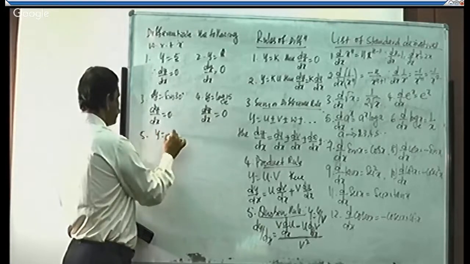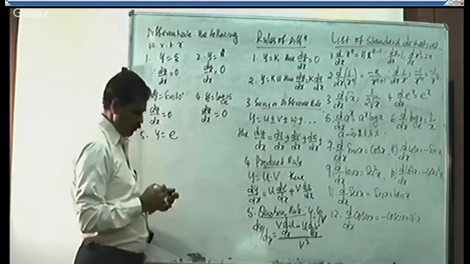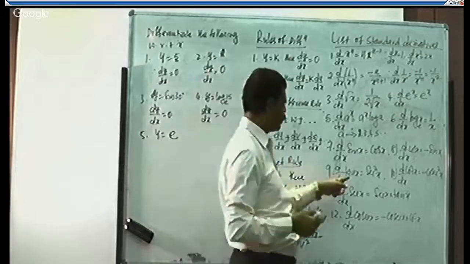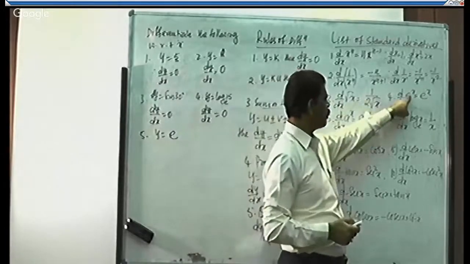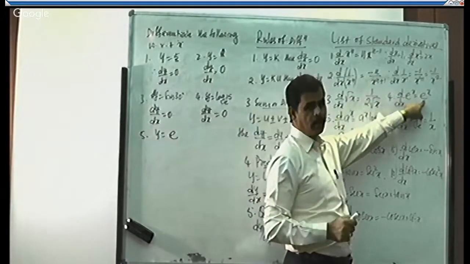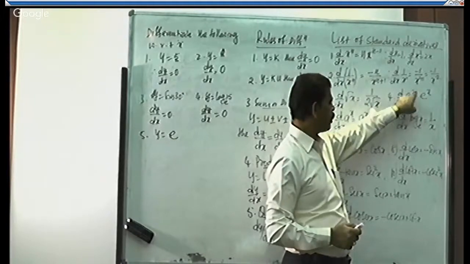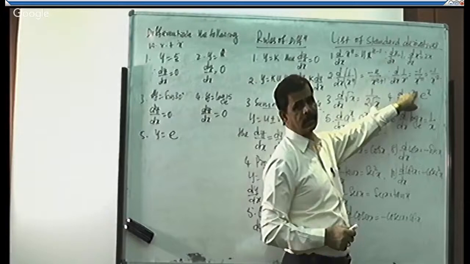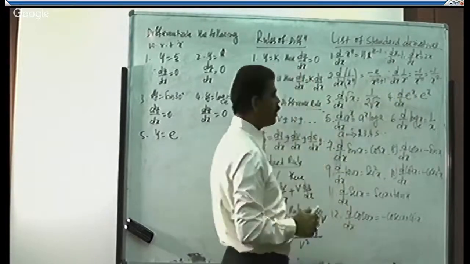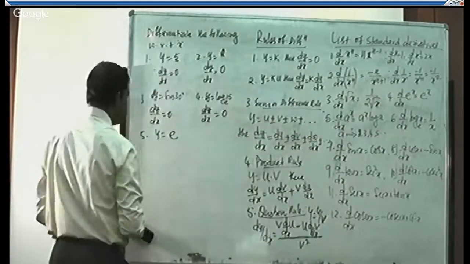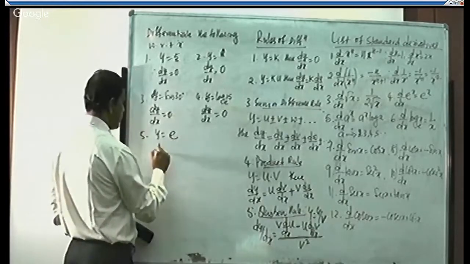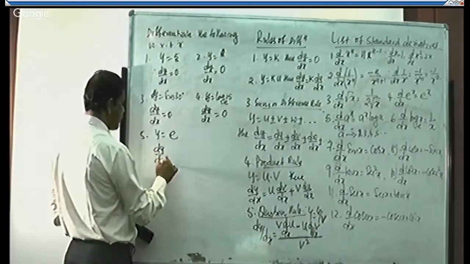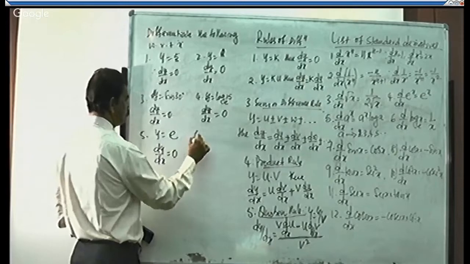Y is equal to only e. We have e power x, and differentiation of e power x is e power x only. But here we don't have a value at the x position. That means e is a numerical constant. So therefore, differentiation of a numerical constant is 0.